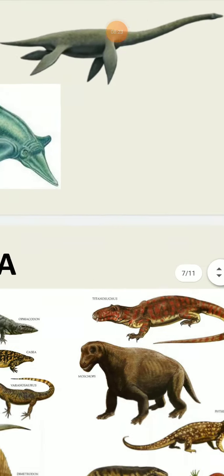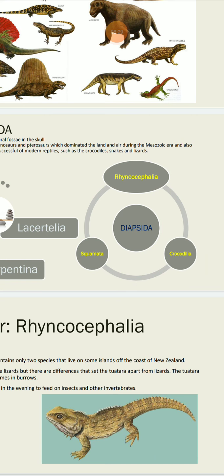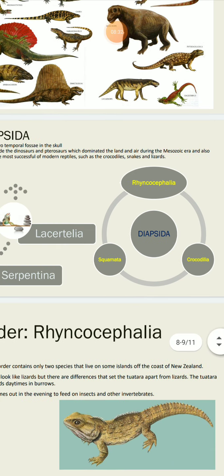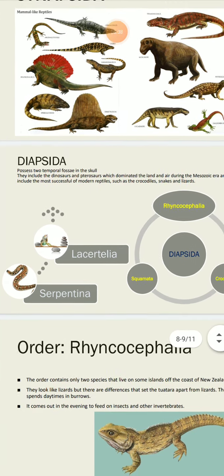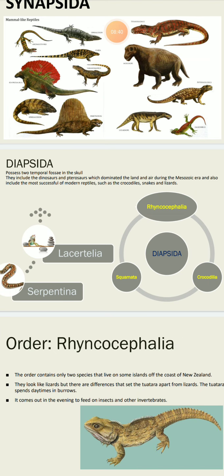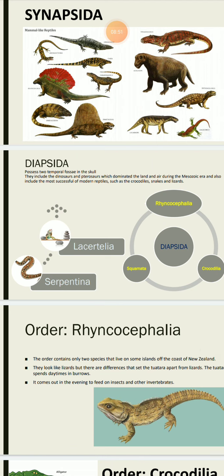Those terms are used. So coming to the Diapsida, Diapsida has three suborders: Rhynchocephalia, Squamata and Crocodilia, and they possess two temporal fossae in the skull. They include the dinosaurs and Pterosaurs, which dominated the land and air during the Mesozoic era, and also include the most successful modern reptiles, that is crocodiles, snakes and lizards. So Squamata, order Squamata, is further subdivided into Lacertilia and Serpentina. Lacertilia examples are lizards, whereas Serpentina examples are all snakes.